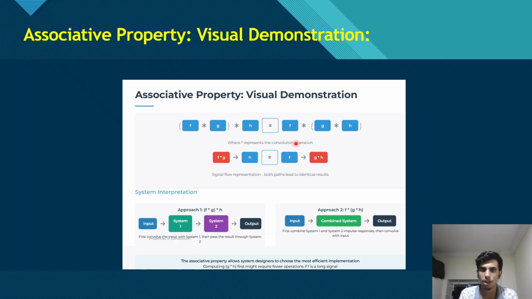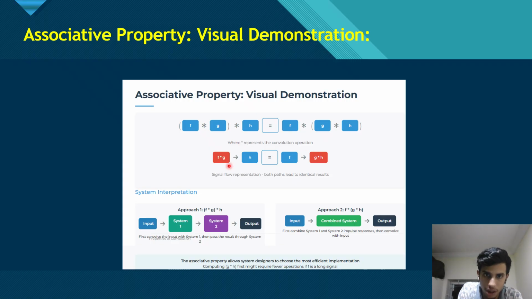We are going to discuss the associative property visual demonstration. In the previous slide, I told you that we would discuss it with a visual demonstration. It is nothing but (f * g) * h is equal to f * (g * h), where this star represents the convolution operation.